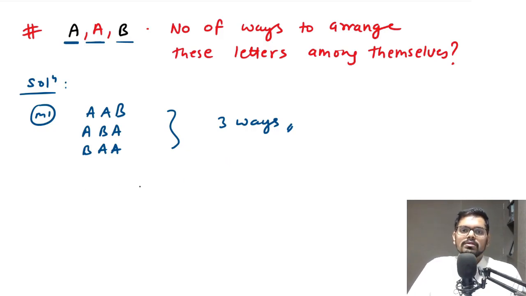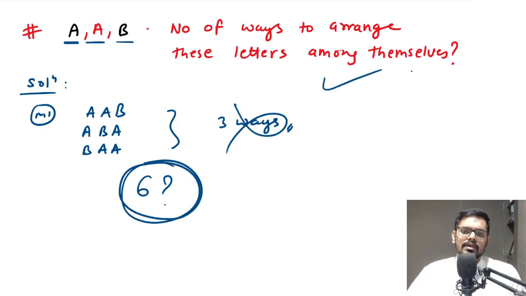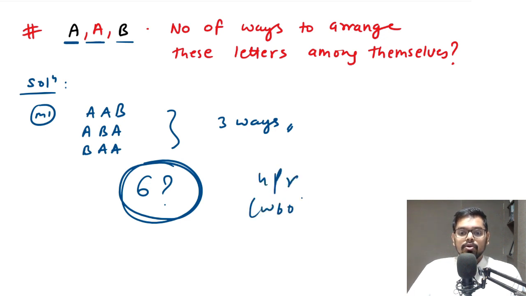You know why you got 6 ways? That is a very good question. Why did you get 6 ways and not 3 ways while solving this question? Because by using that nPr without repetition, you basically considered these A's as A1 and A2, and you also arranged these A's among themselves, which was unnecessary, which was redundant, but you did that unnecessary stuff, and therefore you got 6 ways, that unnecessary extra answer.